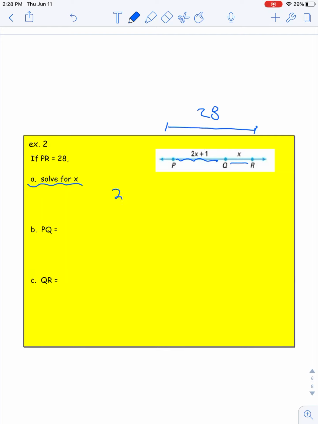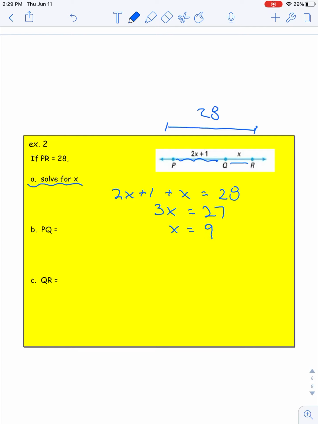So I just set up that equation. So 2x plus 1 plus x has to equal the whole thing of 28. So 2x and x added together gives us 3x. And when I subtract 1 from each side, I get 27. So I just combined all the x's on the left and all the numbers on the right. Now I divide by 3 on each side, and my value of x is 9.